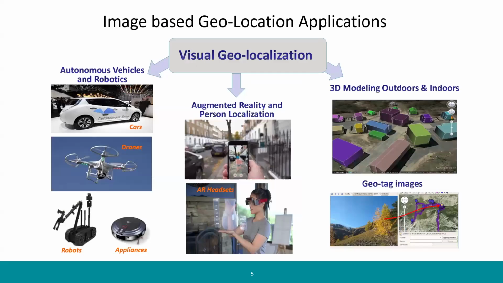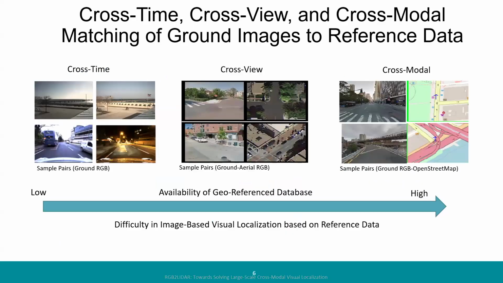Of course, this problem of image-based geolocalization, or visual geolocalization, has many applications: autonomous vehicles and robotics, augmented reality, 3D modeling, geotagging images. So it has lots of applications. What I'm going to focus on is locating yourself by matching the ground image to a reference database. You could think of that problem as having three different flavors.